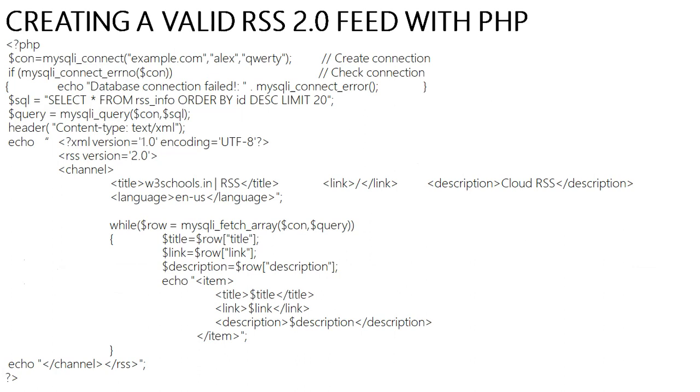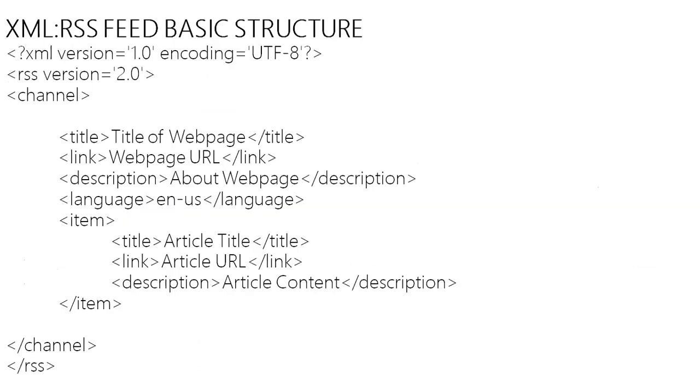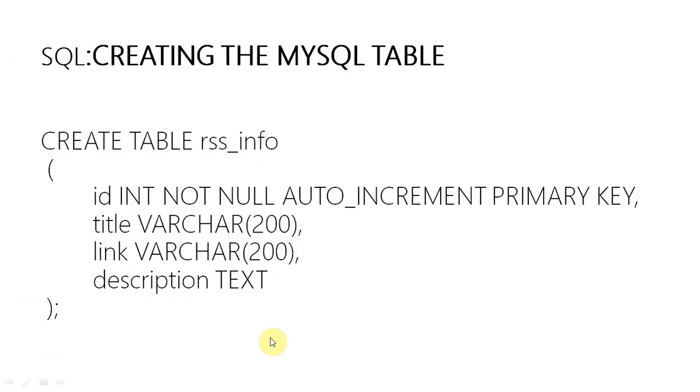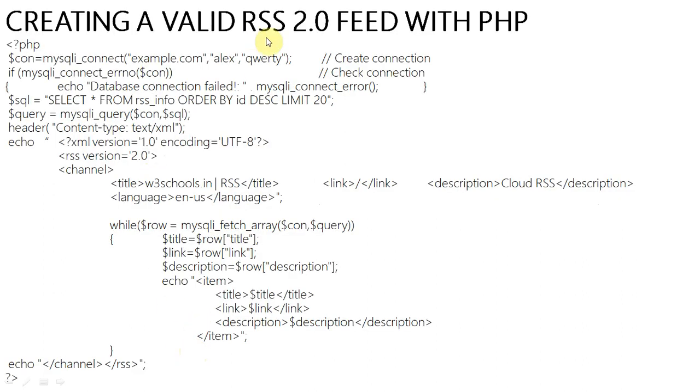So again I'm showing the same slides. This slide shows the basic structure of the RSS feed, which is XML. This is the basic structure, and here we have to write the values inside the title, link, and description. So we have created one table, and this is the structure of the table, and then we store 20 elements in this table.